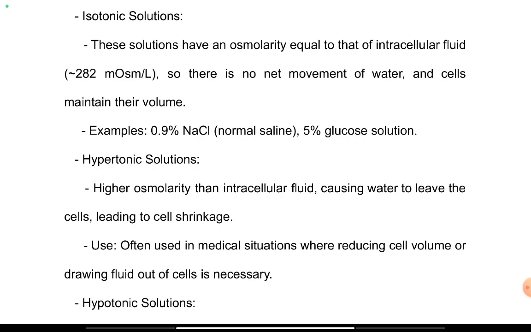For your hypotonic solution, as I explained earlier, it is the lesser percentage of 0.9, like 0.45% sodium chloride. When you do your calculation of 4.5 gram in 1 liter, you divide 4.5 by the molecular weight of sodium chloride, which is about 58.4. You'll get a value that is less than 270, maybe 260 or thereabout, or 230. So that is the lesser osmolarity, that is hypotonic solution.